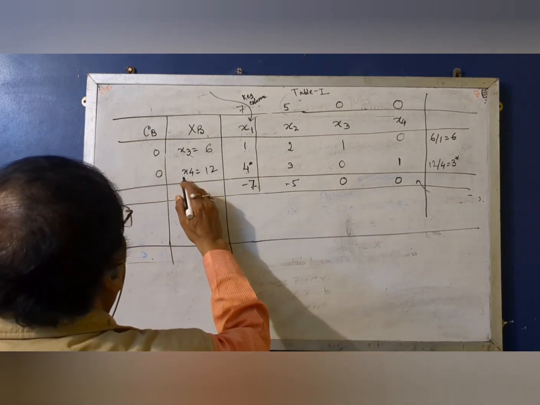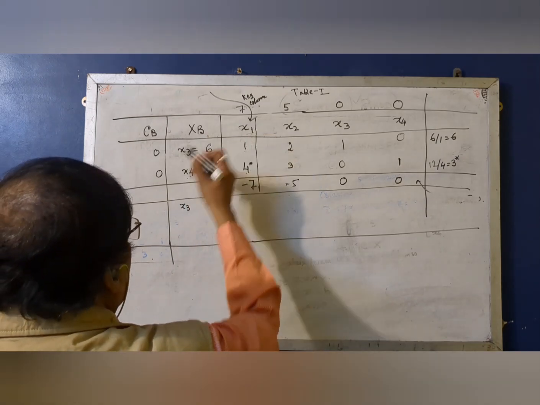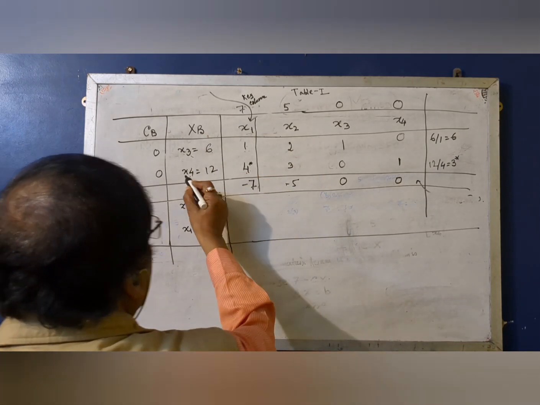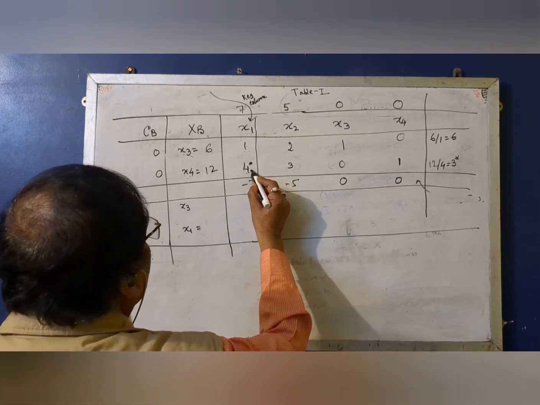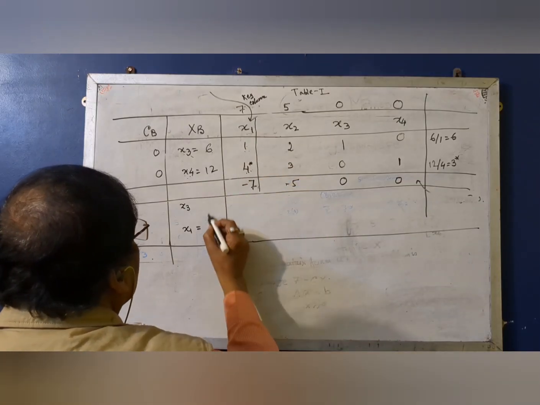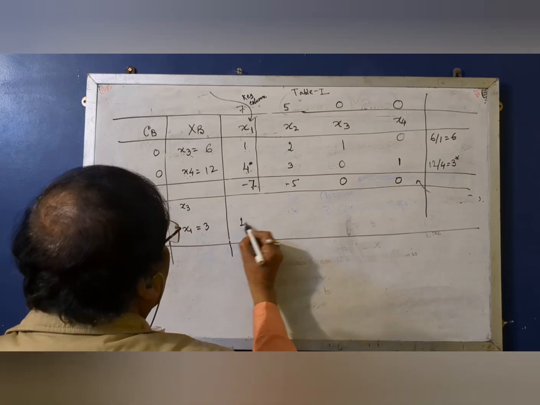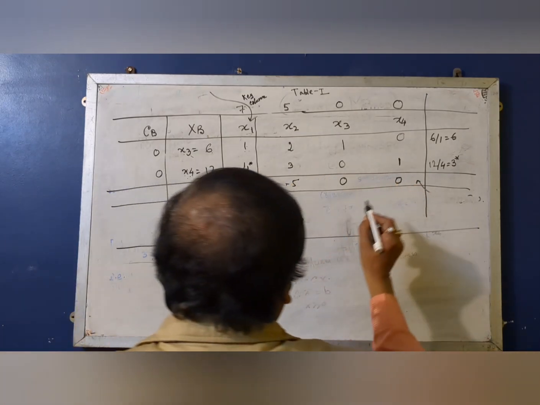So in place of x3 and in place of x4, x1 will come, and we divide the entire row by this key element. This is called the key element and the column is called the key column. So dividing, 12 by 4 means 3, 4 by 4 is 1, 3 by 4 is 3/4. You have to divide the entire row by 4.